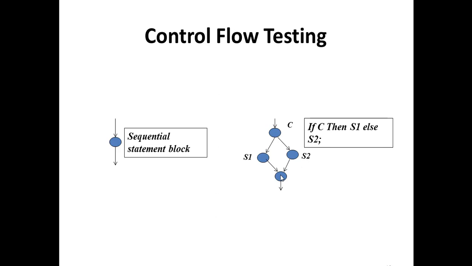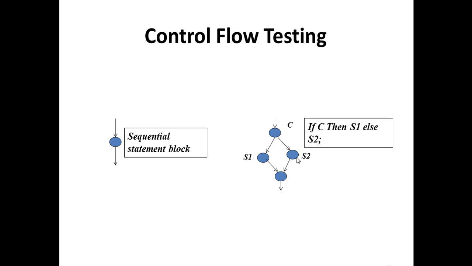But a plain path testing will tell us that the source node and the destination node are the same. In basis path testing we will understand that there are two possible paths which exist, and we need to exercise each one of them. At the first instance we have to make C true, so that it comes through S1. Probably at S1 some variables will be initialized, accessed or modified, and then we come over here.